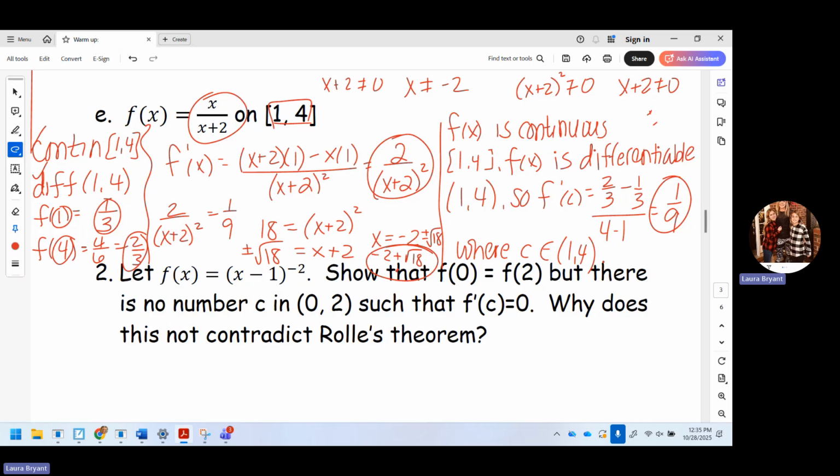Where'd you get the 18? From cross multiply. So you do want to check in the end, do you want to type it in a calculator or just estimate in your head which ones are actually on the interval between 1 and 4?